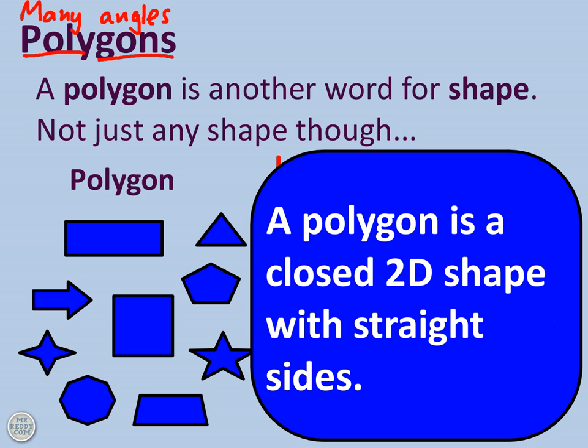Okay, there's more to it than that. As you can see, it's a closed 2D shape with straight sides. We've got four-sided polygons, five-sided polygons, three-sided polygons. What's that? 1, 2, 3, 4, 5, 6, 7, seven-sided, eight-sided. As long as it's a closed 2D shape with straight sides, then it's called a polygon.